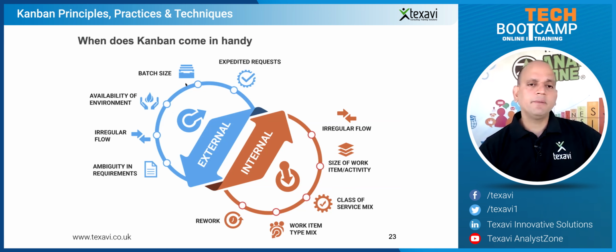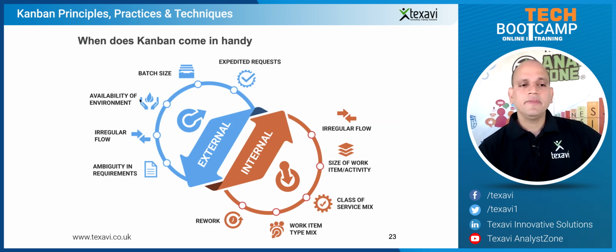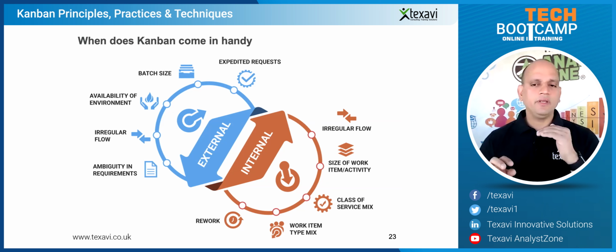And the batch sizes, the different batch sizes, again, how you're delivering the releases, how you're delivering the products in the form of the sprints, the work batches, all of that would come in. And availability of environment is another big factor, because in the context of software development, we keep talking about this, right?